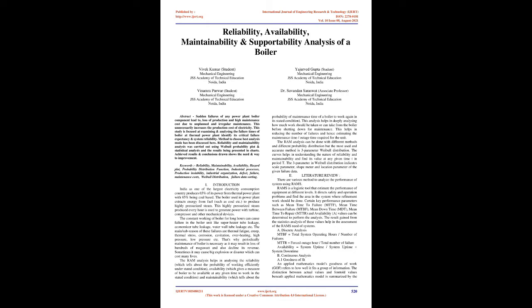This study is focused on examining and analyzing the failure times of a boiler at a thermal power plant, identifying its critical failure expectancy and system reliability. The method to choose the best analysis mode has been discussed here. Reliability and maintainability analysis was carried out using Weibull probability plot and statistical analysis, and the results are presented in charts. Achieved results and conclusions drawn show the need and way to improvement.